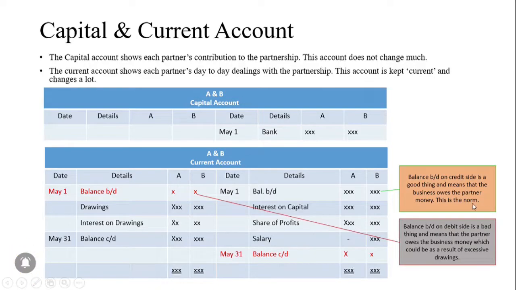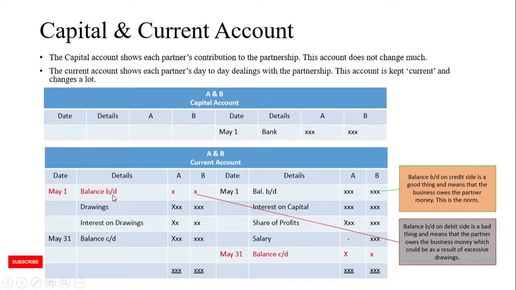So let's look at it. The opening balance on the credit side is the norm, right? And what it means is important. It means that the business owes the partners money. So it means that the business owes partner A X and partner B X, because this is the norm. The opening balance should be on the credit side in the current account because the account carries a credit balance.